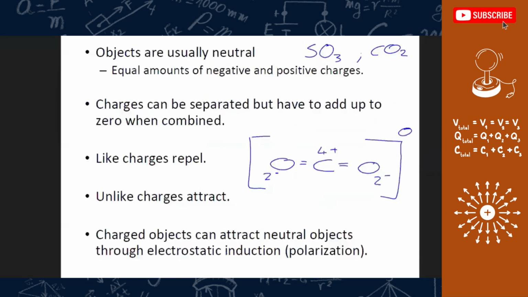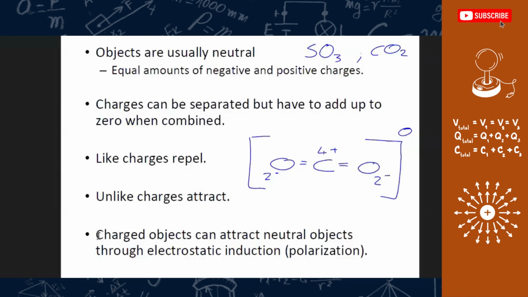Okay, so this is just going over things that do have charge. No need for us to worry about that. The only thing we need to understand is that like charges are going to repel. So a positive and a positive is going to repel, or a negative and a negative is going to repel, whereas a positive and a negative is going to attract. So unlike charges are going to attract.